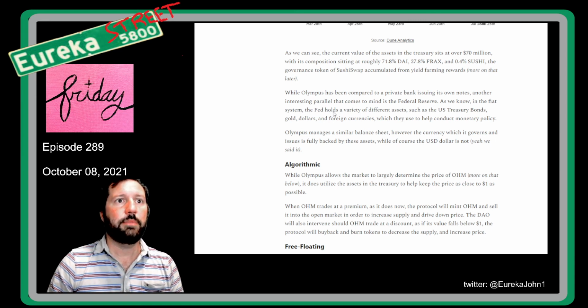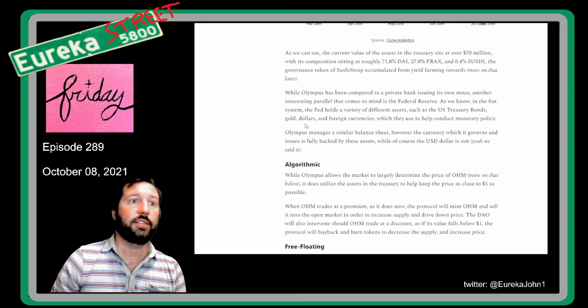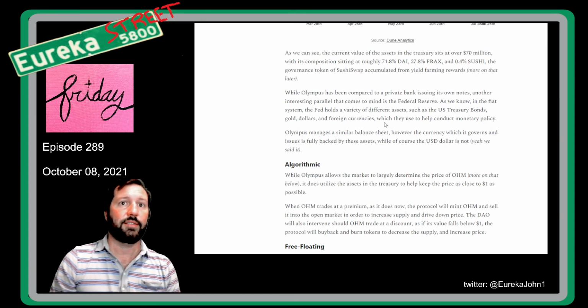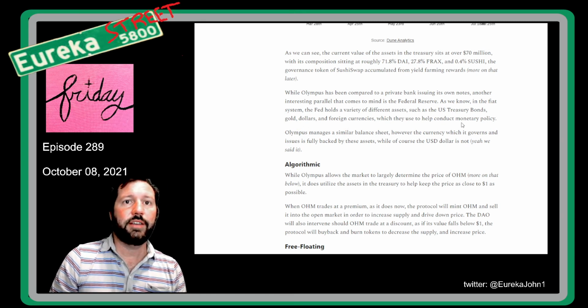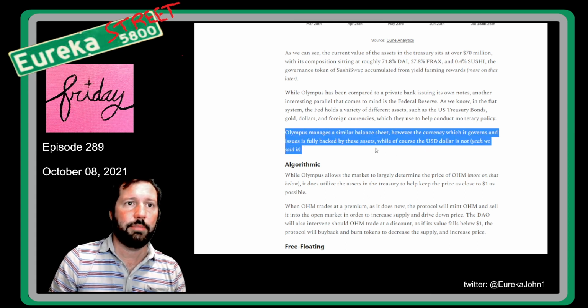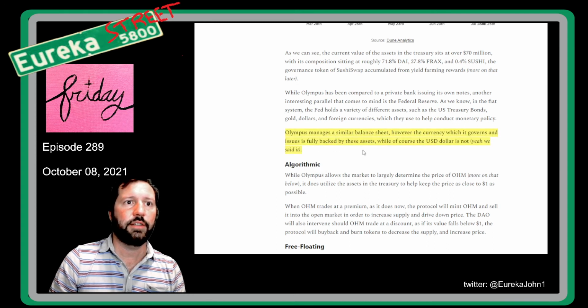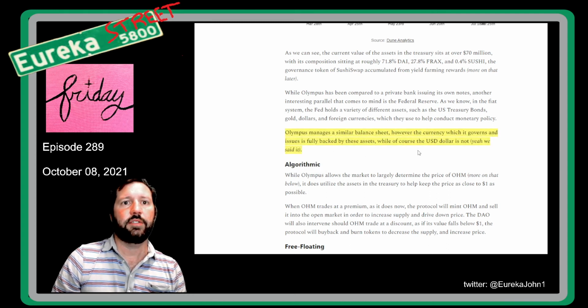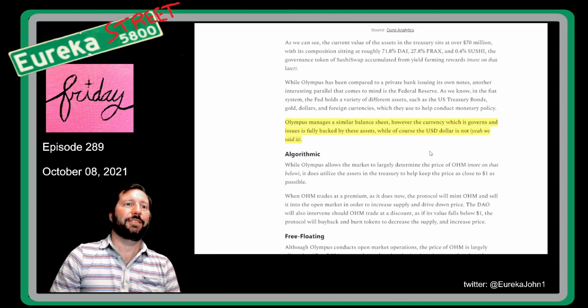Okay, so while Olympus has been compared to a private bank issuing its own notes, another interesting parallel that comes to mind is the Federal Reserve. As we know, in the fiat system the Fed holds a variety of different assets such as U.S. Treasury bonds, gold, dollars, and foreign currencies. It's not just the dollar which they use to help conduct monetary policy. Olympus manages a similar balance sheet. However, the currency which it governs and issues is fully backed by the assets. Well, of course, the US dollar is not. Yeah, we said it, right?